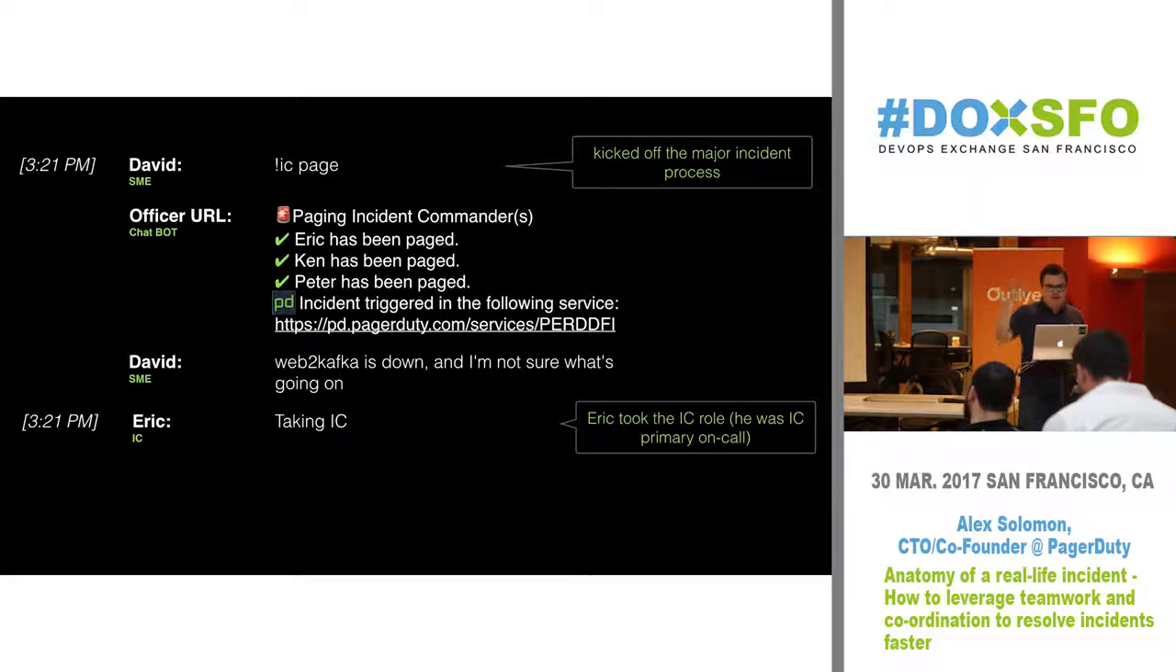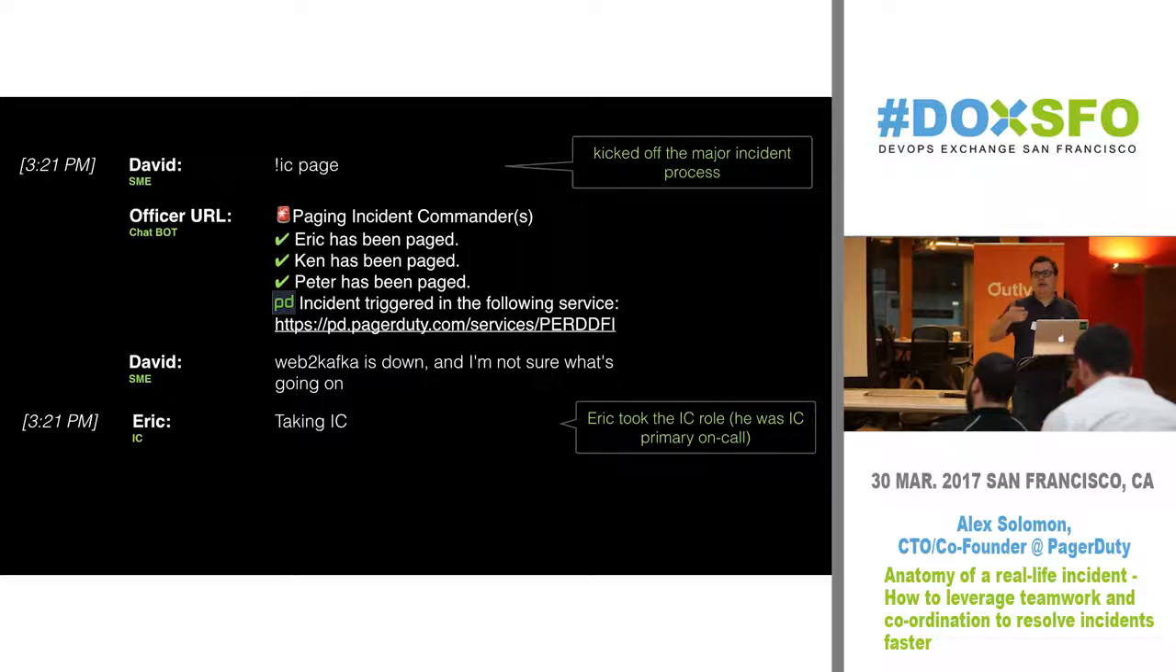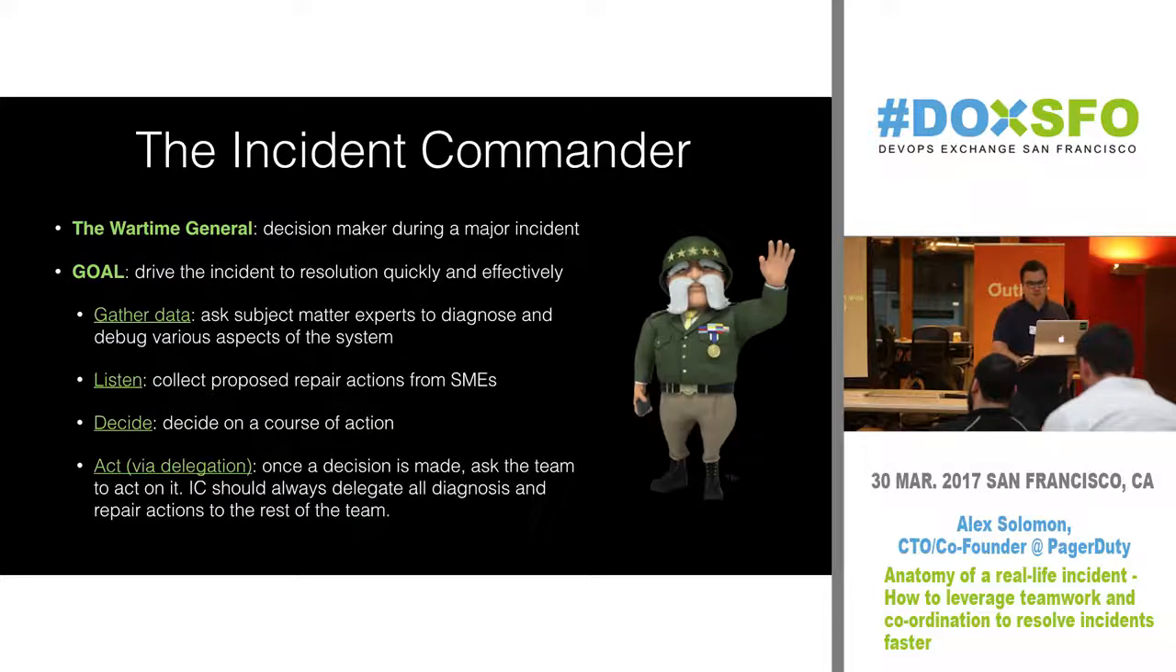Then David pointed out Web to Kafka is down and he doesn't know what's going on, so he escalated it up. First of all, he got paged himself on a SEV 3, and then he started debugging it. He took maybe 10-15 minutes to do so, and then he couldn't figure it out, escalated it to SEV 2 to bring in the additional forces. The other thing that happened here in the timeline is Eric came on the call. He got paged as the IC, and he said, okay, I'm taking over becoming the incident commander. So you can see here that David kicked off the major incident process, and Eric took on that IC role because he was the IC primary.